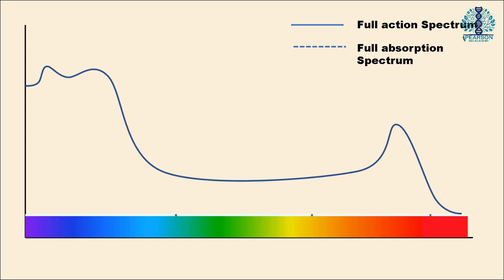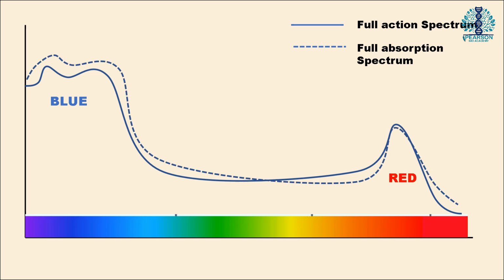If we look at the action spectrum, we can see that it's never zero at any point. However, it does show maximum photosynthesis rates in the blue and red regions. When we compare the action spectrum with the absorption spectrum, we notice they both align closely. So this means that where absorption is high, the rate of photosynthesis is also high as the pigments are absorbing the most useful light.